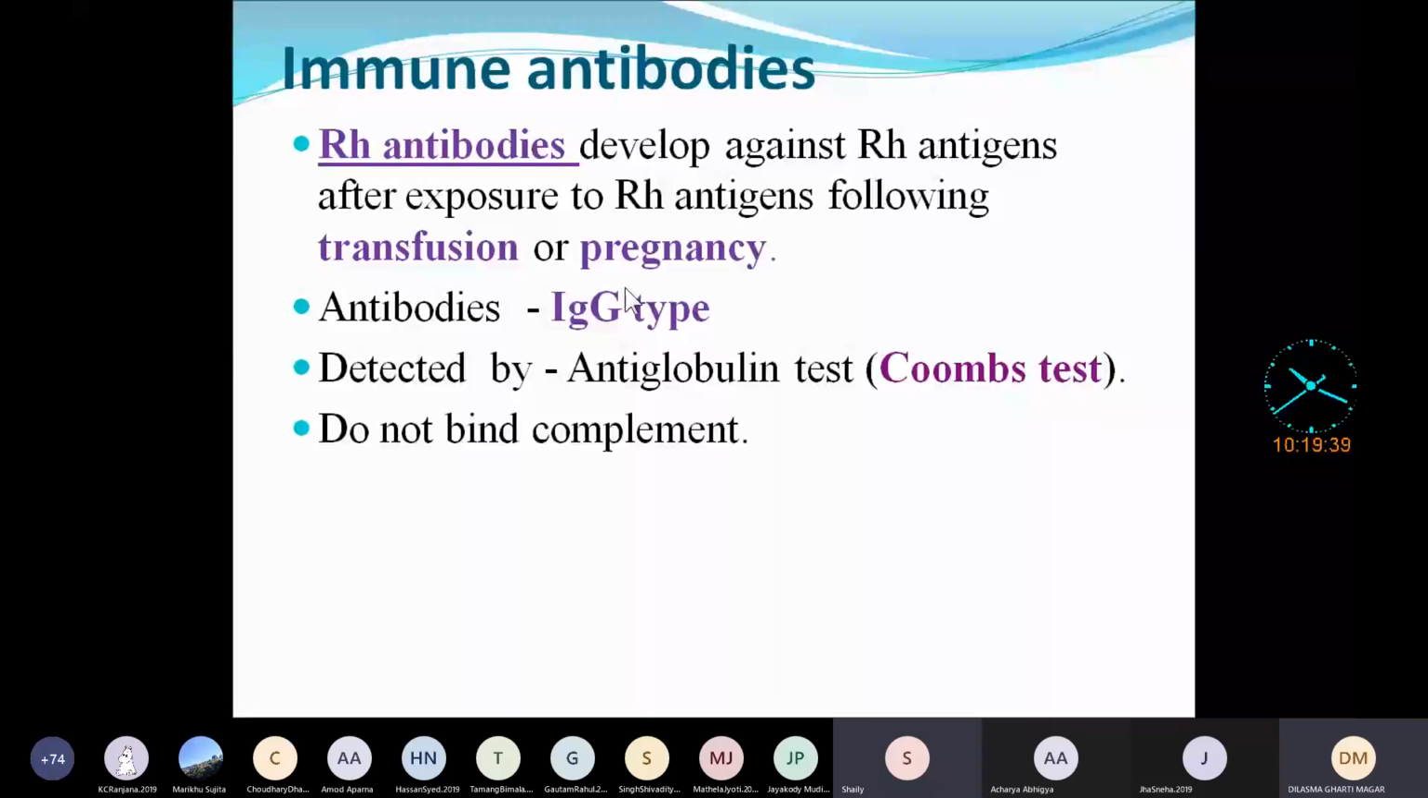If a person is Rh negative and is transfused with Rh positive blood, at that time the body's immune mechanism will make the antibodies. Understood here? So those are the Rh antibodies.